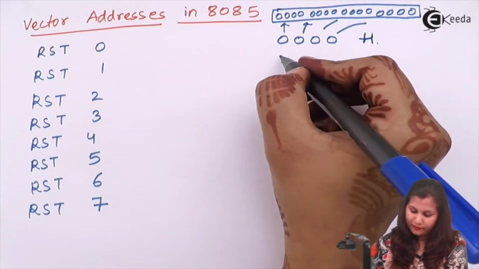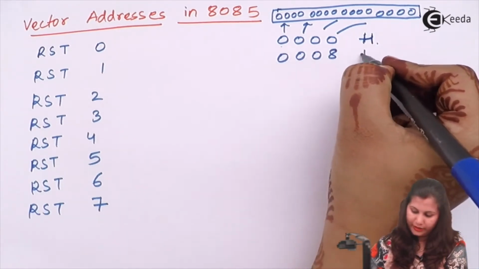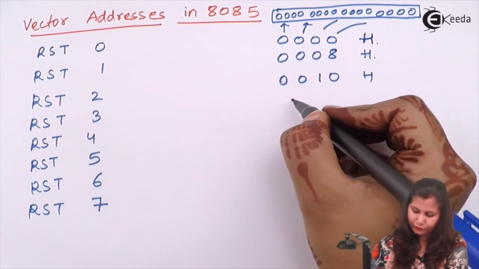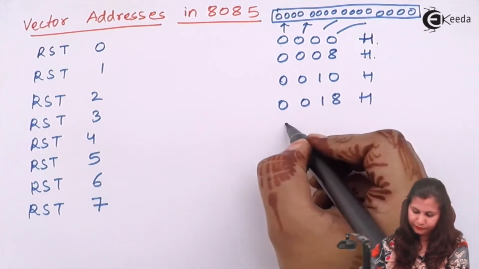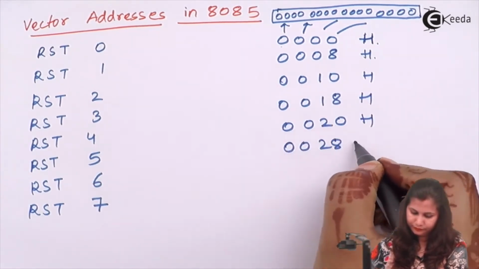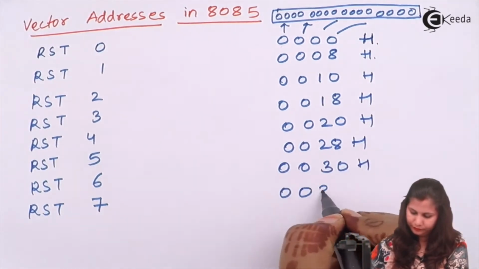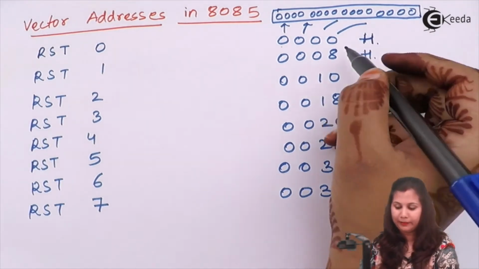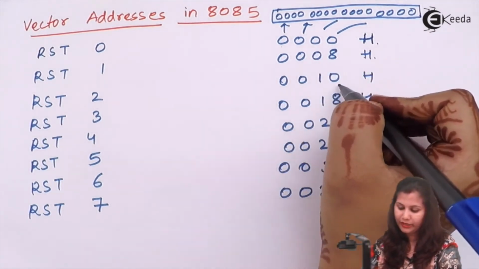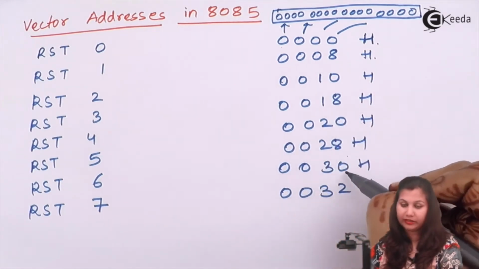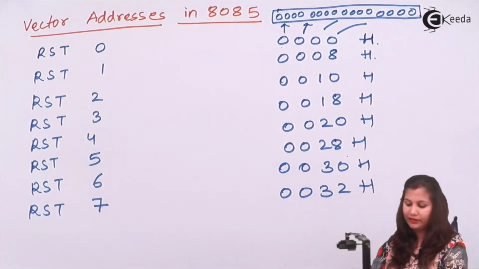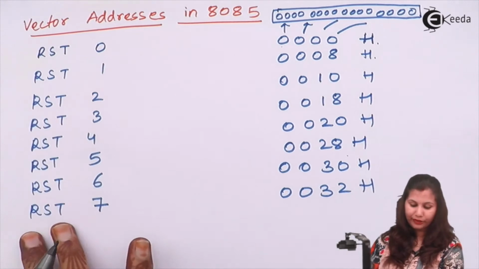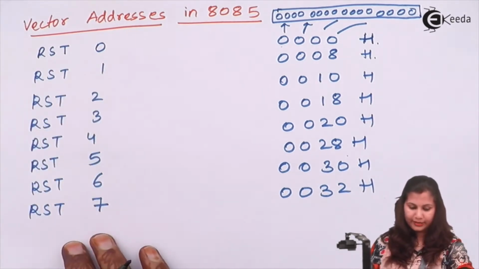Now for RST1 we have 0008H. For this we have 3. So you can see that the vector addresses, they are also having a pattern. We have 00, then 08, then 10, 18, 20, 28, 30. Last is the one which is having 38. So these are the vector addresses which are related to the software interrupts RST0 to RST7.